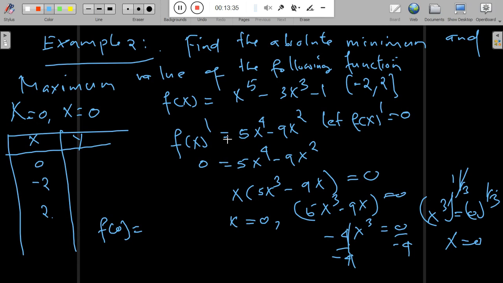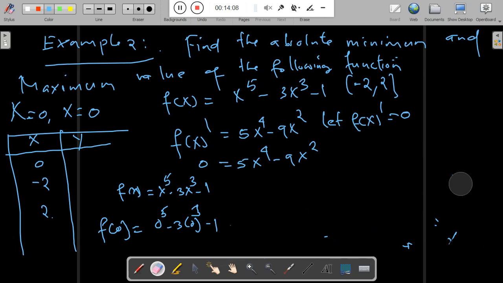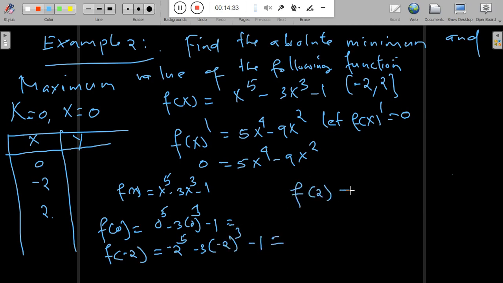So we plug in the values of x, which is equal to 0, into the original function. The original function is given as x raised to the power 5 minus 3x cubed minus 1. So when you plug in 0, minus 3 times 0 raised to the power of 3, minus 1. That will be the first function. And we take the second function, that is the function of -2, equal to -2 raised to the power of 5 minus 3 times -2 raised to the power of 3 minus 1.